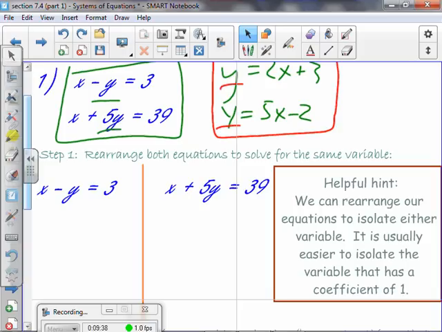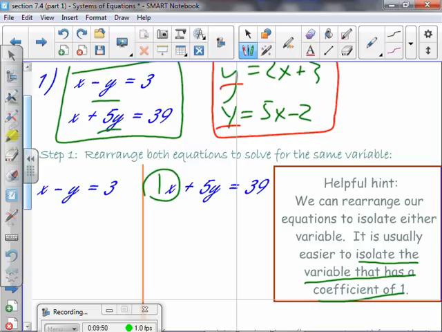What we really want to do is isolate the variable that has a coefficient of 1. That means find one of the variables, in this case it's x, that has a 1 in front of it, or it won't be written at all. That's the one to get by itself because it'll save you a step. So we're going to get x by itself on both sides. Once you understand what we're doing, the work's actually pretty easy.